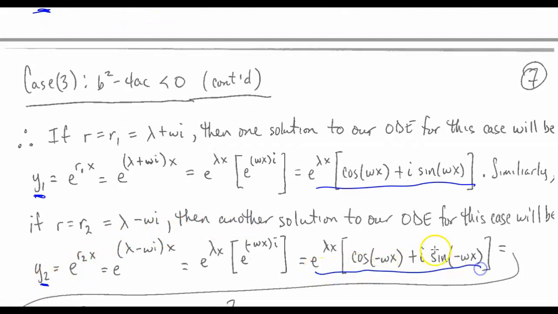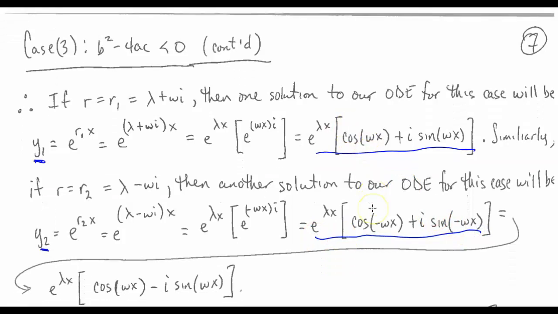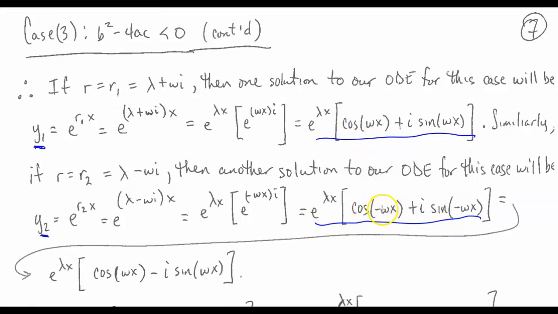Okay. And of course, in this case, since cosine is even, cosine of negative omega x will just be cosine omega x, and sine of minus omega x is going to be negative sine omega x. So that's why it'll look like this. The good thing about what we have here is that we do have a general solution. The bad thing is that everything is still in complex form.